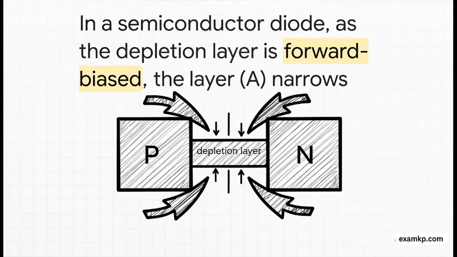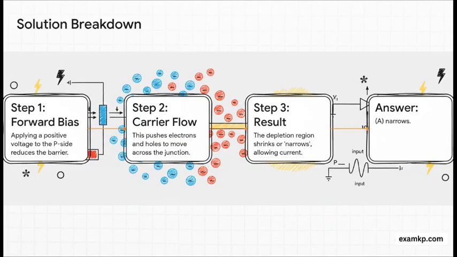See? Easy. Okay, next up, a question from JAMB. This one digs a little deeper into how that p-n junction really behaves. It's asking what happens to that barrier, that depletion region, when we apply a forward bias to get the current flowing. Just picture that depletion region as a wall. A forward bias is like pushing on that wall from both sides at the same time. And what happens when you squeeze something? It gets thinner. The wall shrinks or narrows, making it way easier for the current to get through. So the answer is A, it narrows.